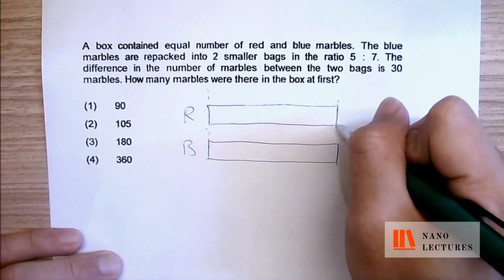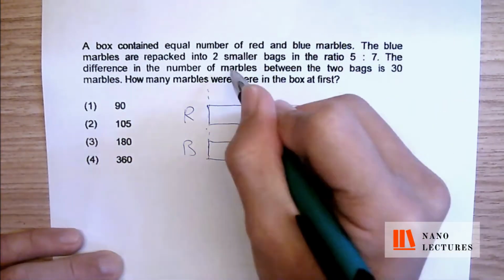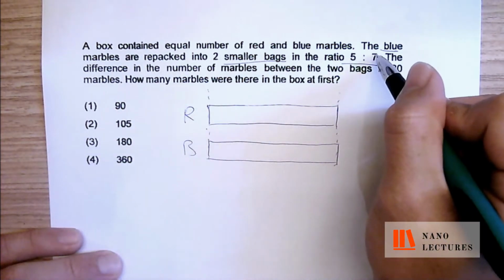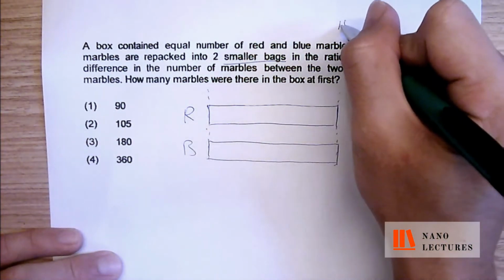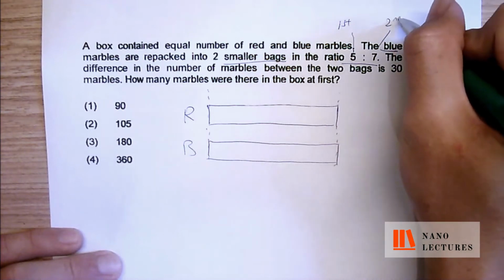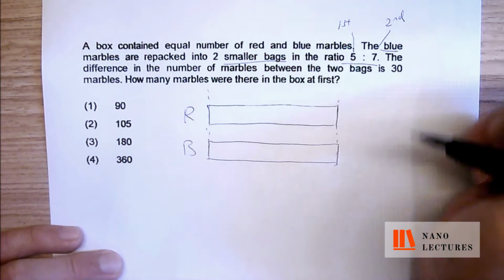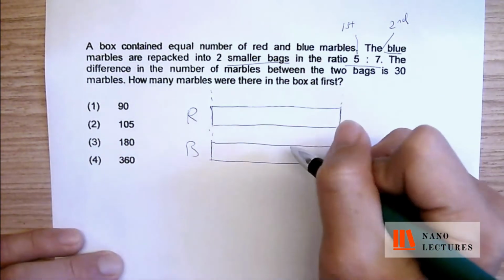They are the same. Now they told us that they repacked the blue marbles into two smaller bags in the ratio of 5:7, which means that the first bag has 5 units, and the second bag has 7 units. In total, how many units are there? In total will be 5 plus 7, that will give us 12 units. So I'm going to cut this into 12 units.